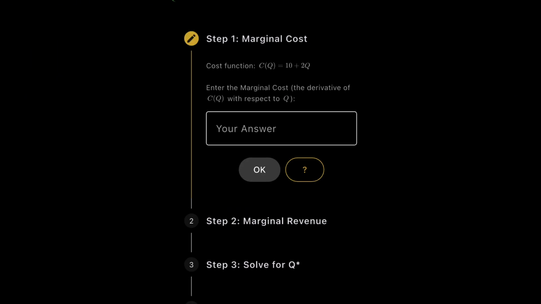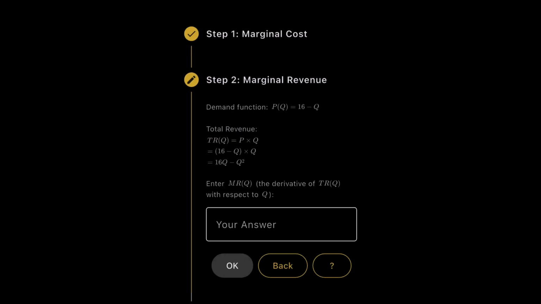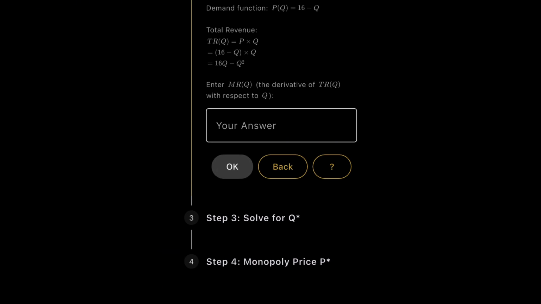And now we can take a look at an actual problem. So you can see that our cost function is 10 plus 2Q. So if we take the derivative, that would just be 2. So we plug that in. All right, move to the next one.